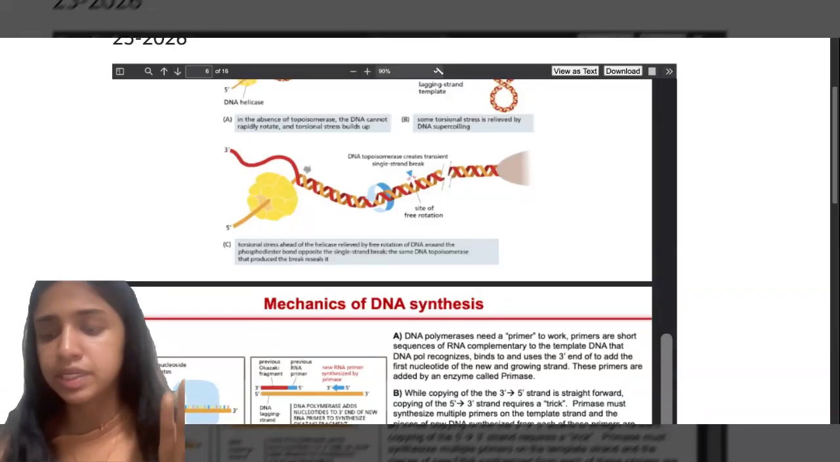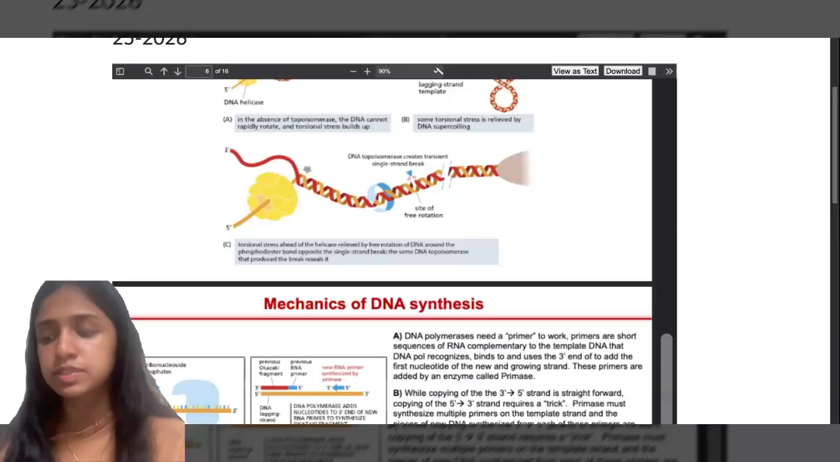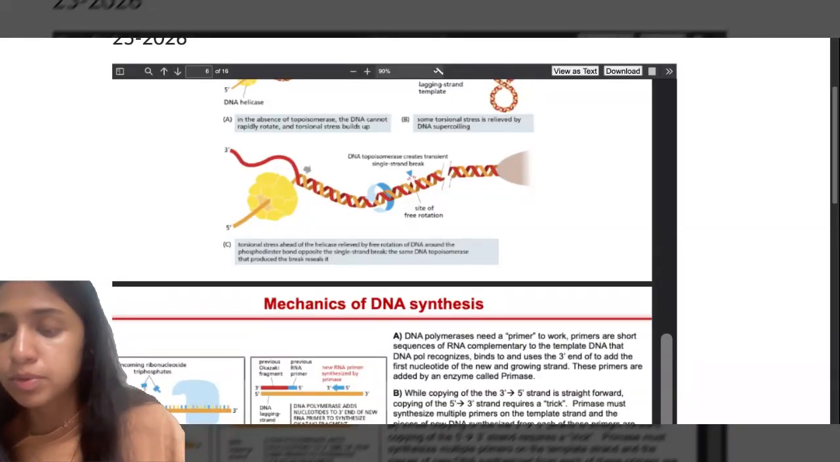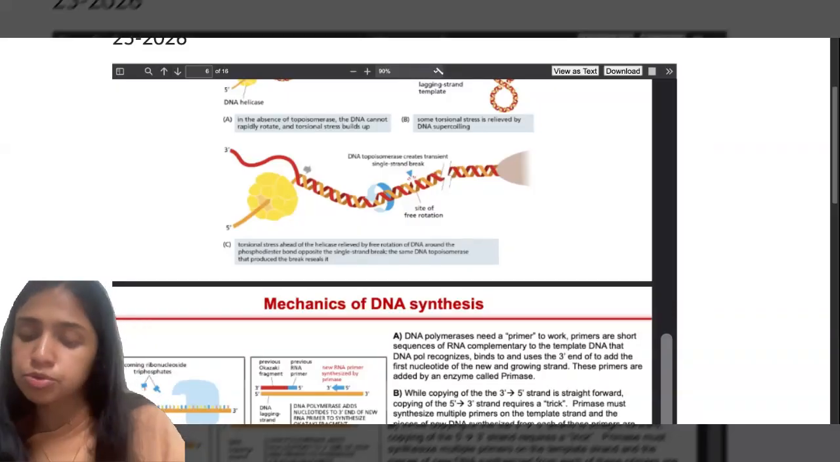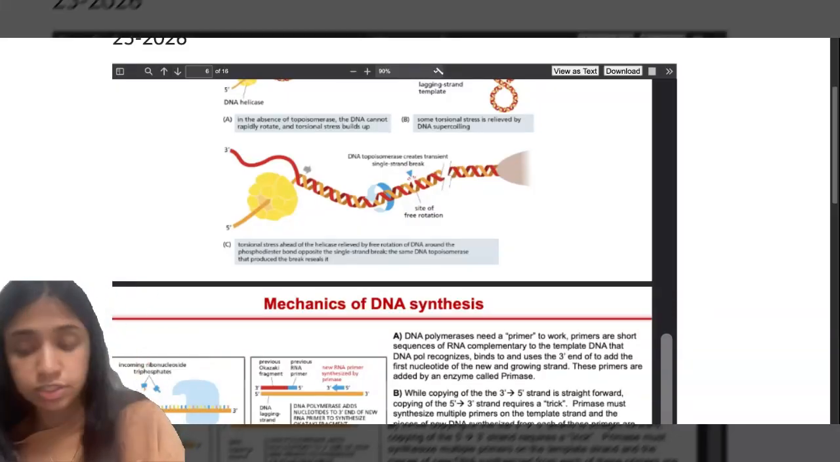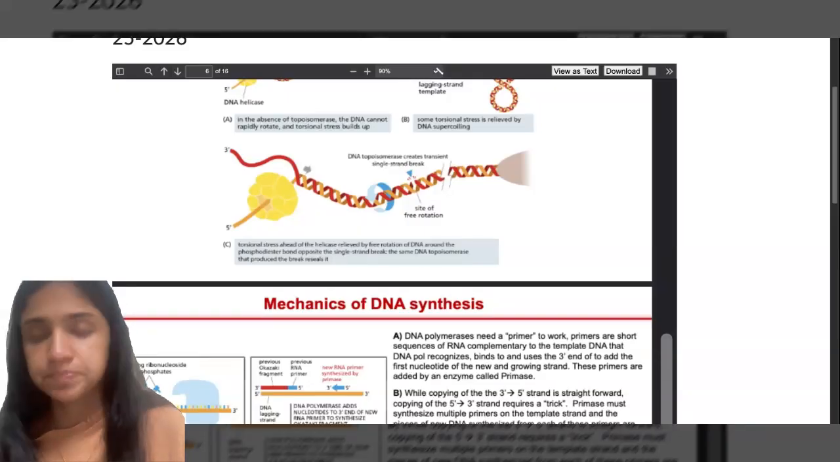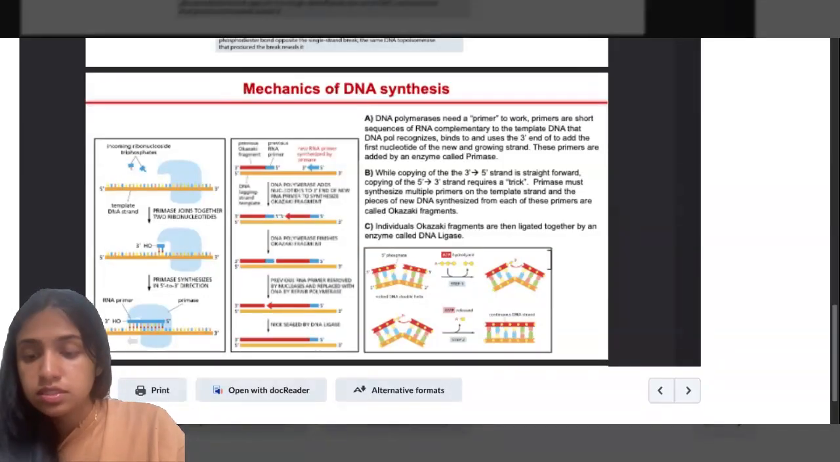Easy exam summary would be: helicase opens the DNA double helix. The problem is that opening the DNA creates torsional strain as supercoils ahead of the replication fork. Topoisomerase makes a temporary break, allows the DNA to rotate, relieves the stress, reseals the DNA, and lets helicase continue the replication. Mechanics of DNA synthesis.